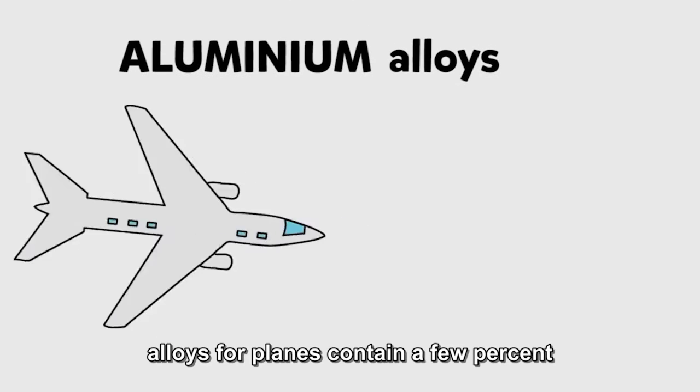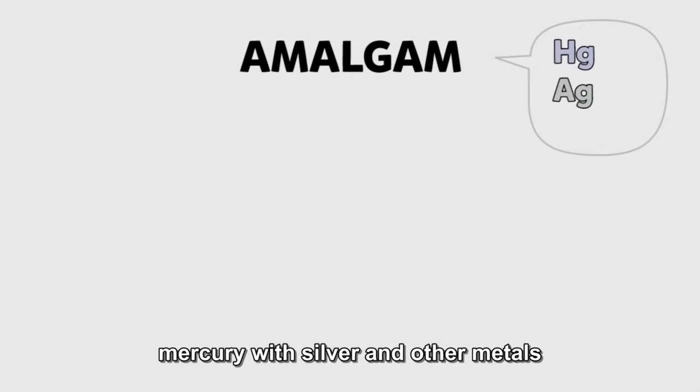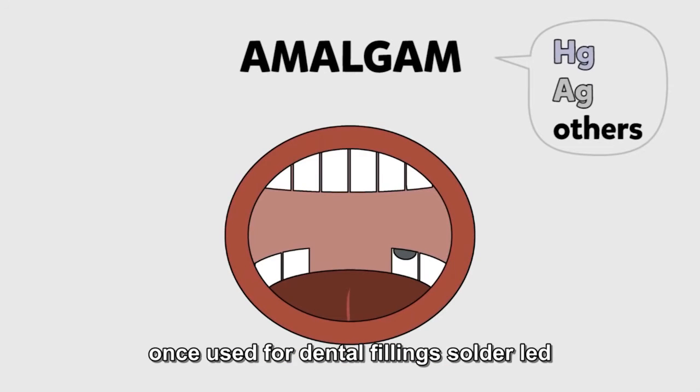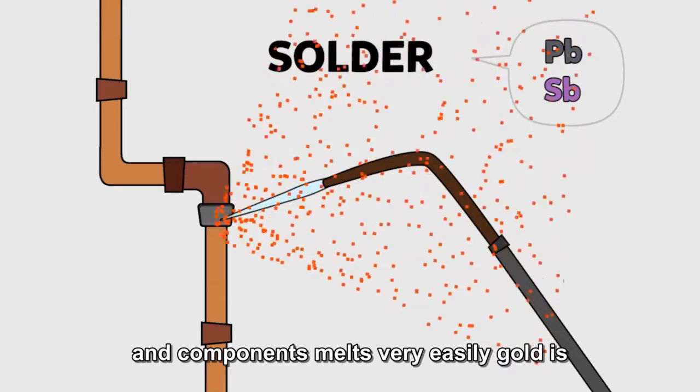Aluminium alloys for planes contain a few percent of copper or other metals. Amalgam is mercury with silver and other metals, once used for dental fillings. Solder, lead and tin, for joining electrical wires and components, melts very easily.